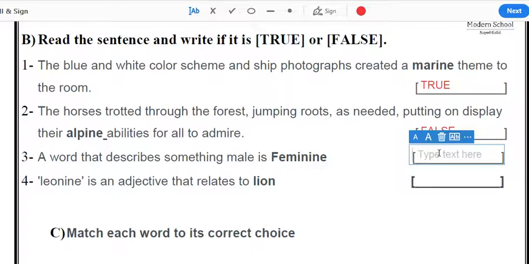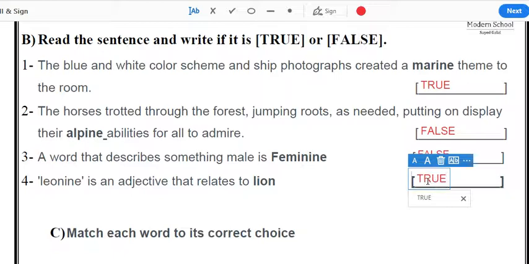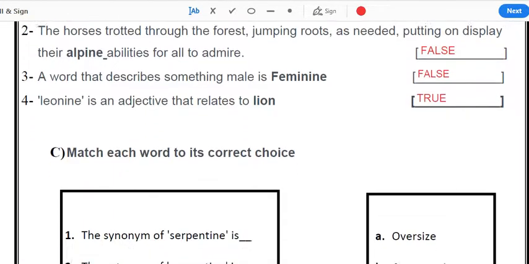A word that describes something male is feminine, and of course feminine is related to women, so this is false too. Okay. Linen is an adjective that relates to line. That's true. Okay, that's great. Let's move on.